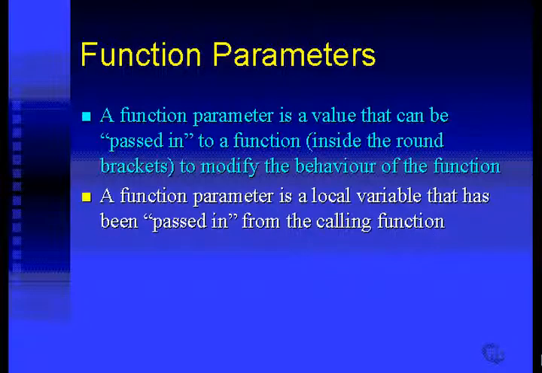A function parameter can be thought of as a local variable that has been passed in from the calling function. A local variable, you might recall, is a variable that is only available inside the curly brackets of any given function. In other words, no other function has access to that particular variable. So what I'm saying here is that function parameters are also local variables. They're also only accessible inside a given function. Once a value has been passed in to a function using a function parameter, then that value is only accessible from inside the function where it was received. No other function can access that particular parameter.